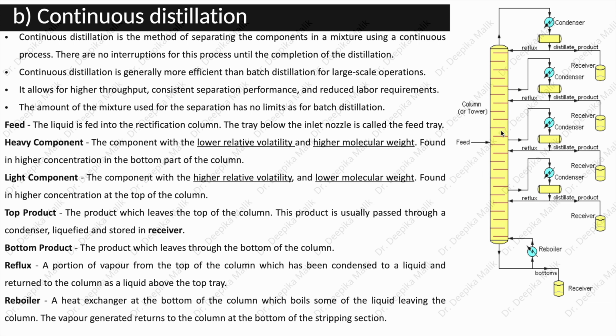The vapors containing different components are passed to the condenser, which converts them back into liquid. Some part of the condensed liquid is sent into the receivers, whereas some part is sent as reflux back into the distillation column. This is done to separate components which have similar volatility.